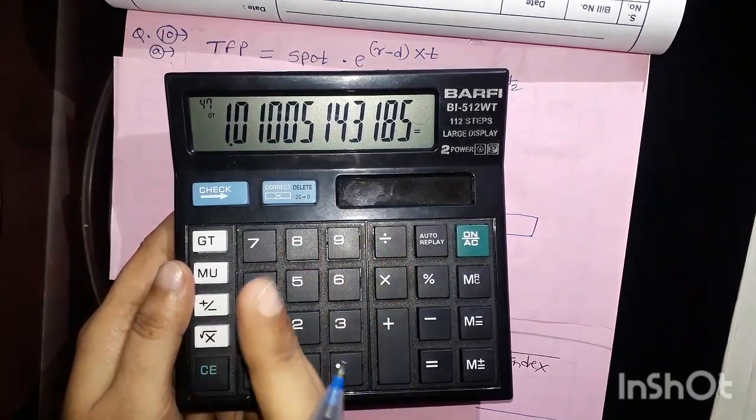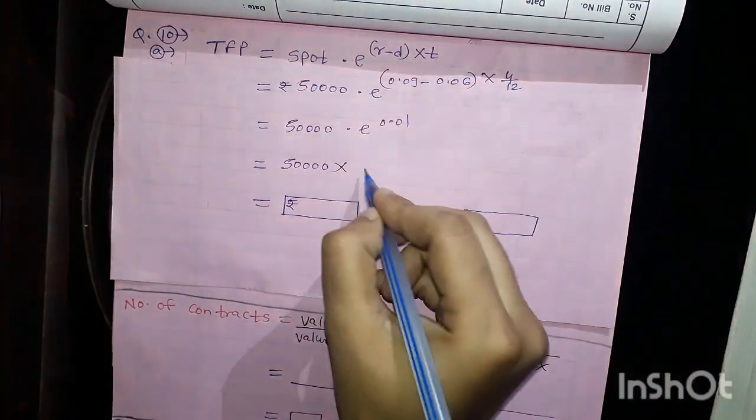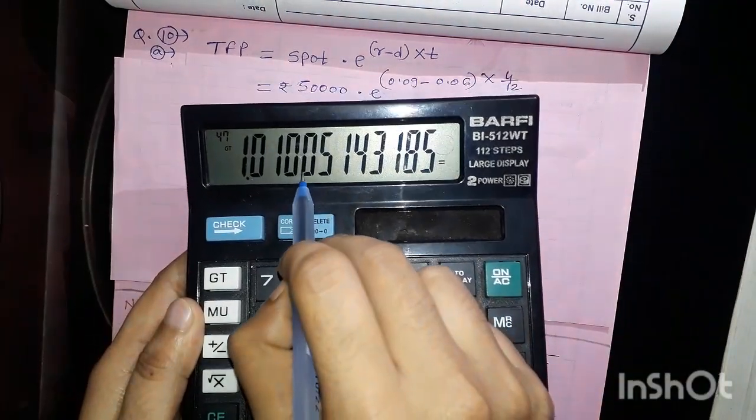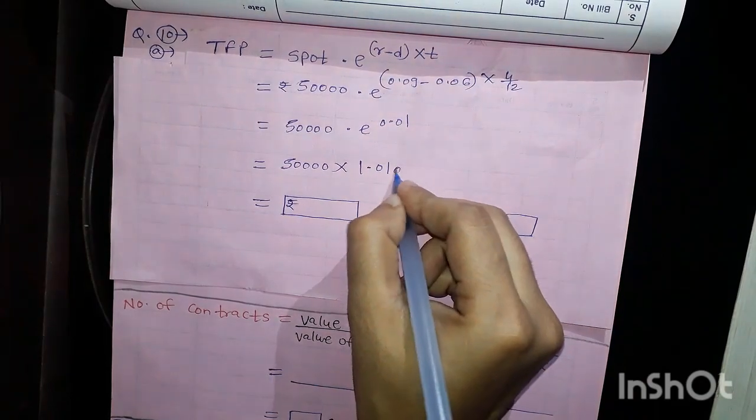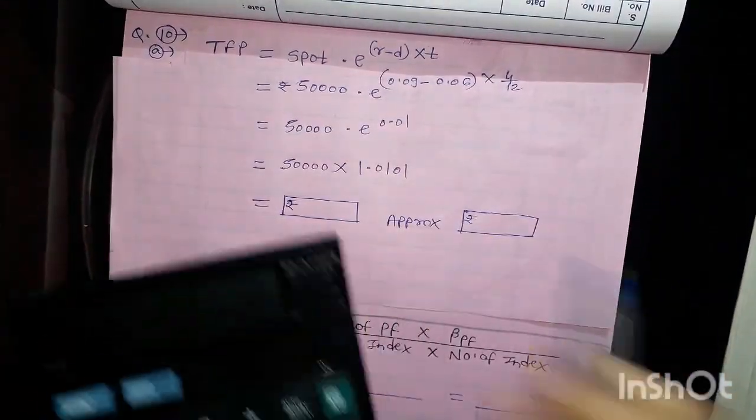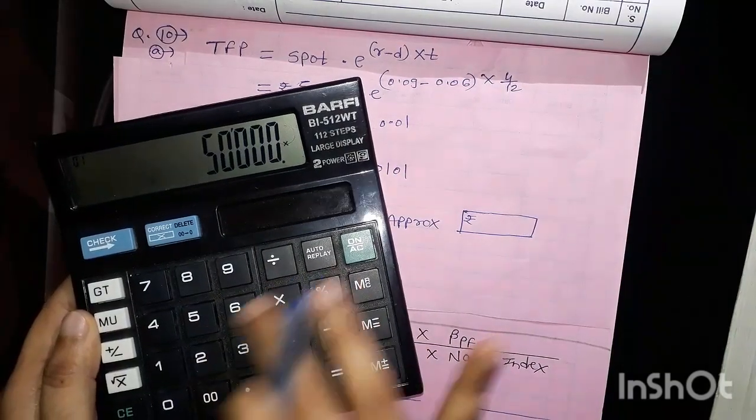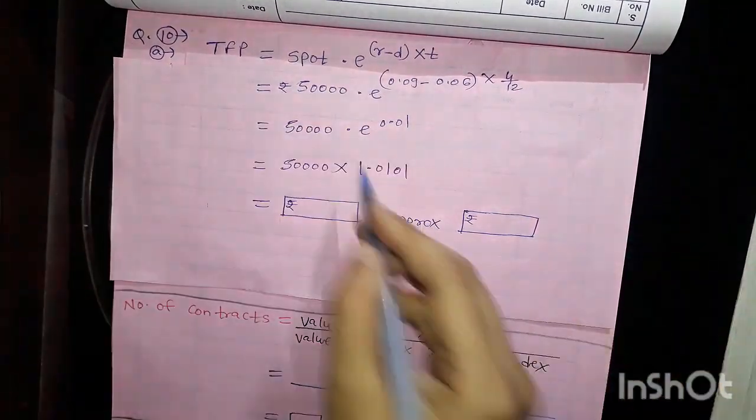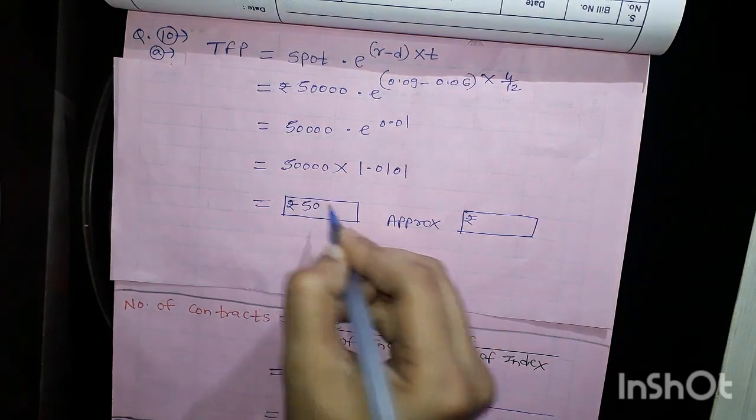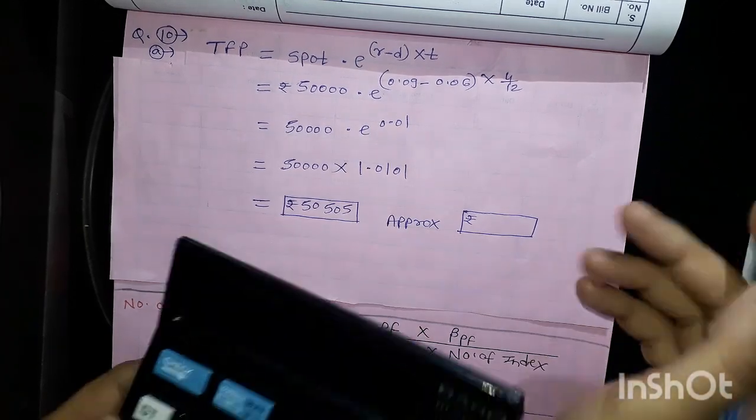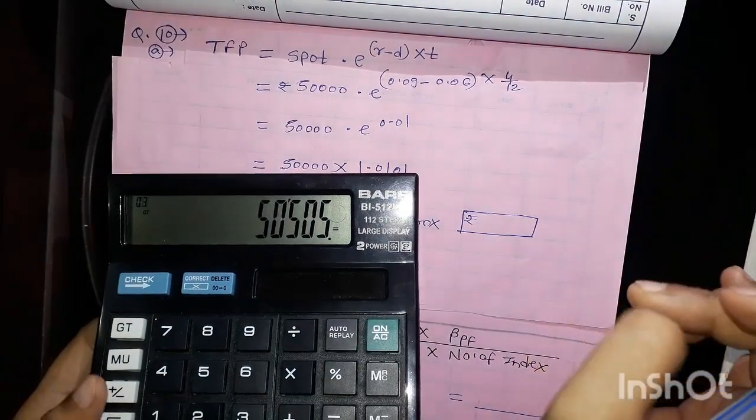So up to 4 decimal places, it means 1.01. Due to this 5, this 0 will become 1, so it is 1.010101. Okay, multiplication, I am getting like this. Okay, 50,505. So in the textbook they have just taken approx.